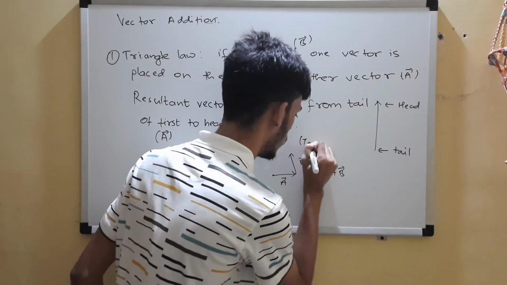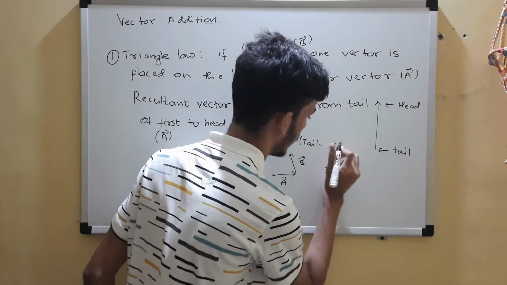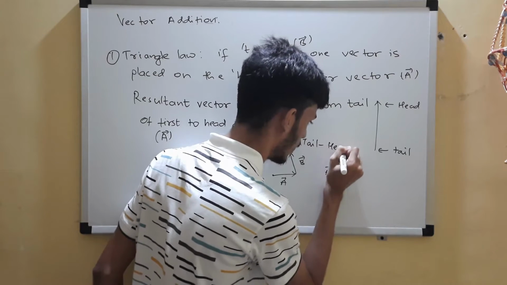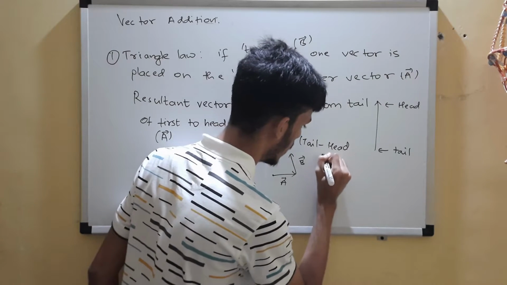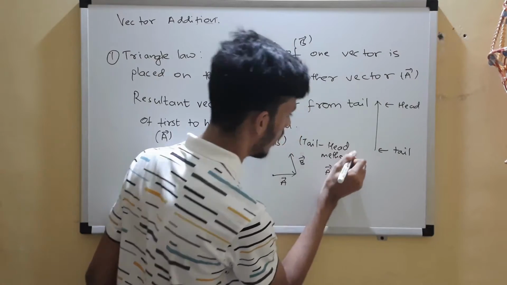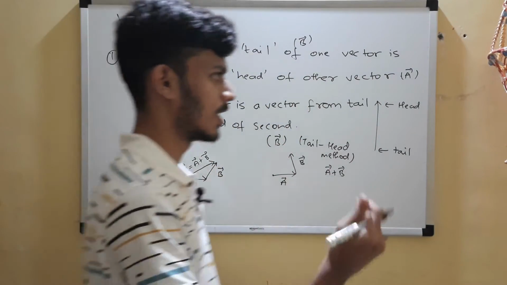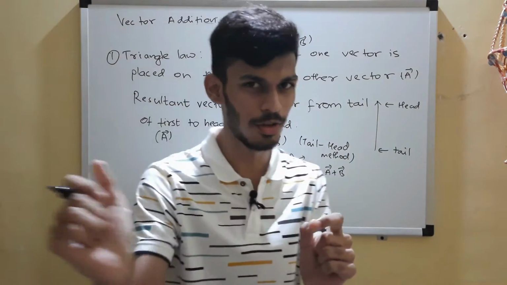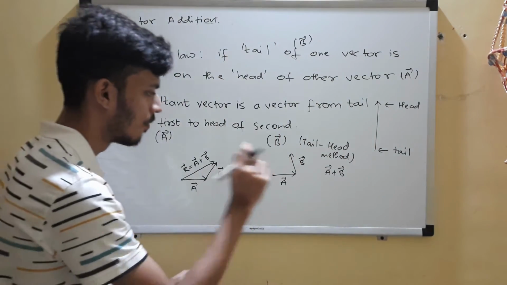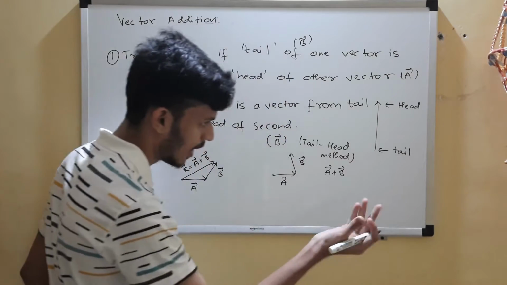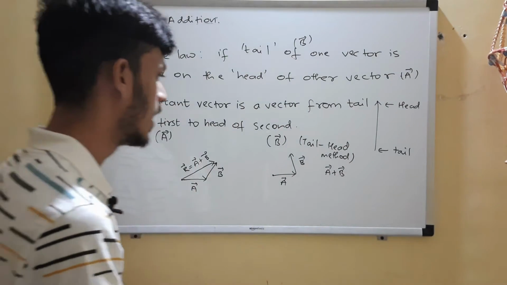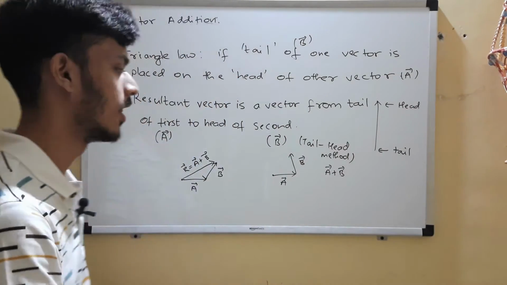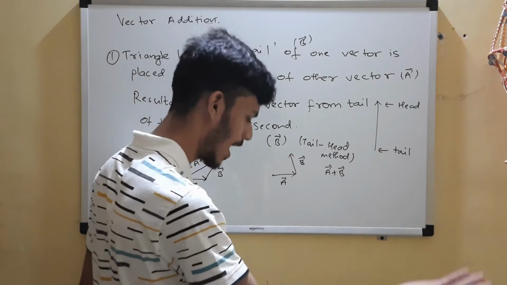Now this method is also called the tail-head method, because you look out for their combination. Look if the tail of the first is matching with the head of the second. That is the only thing you have to look for, and then apply this. First look if the tail of one vector is on the head of the other. Tail and head together, that's how you add vectors.